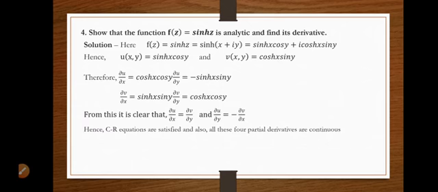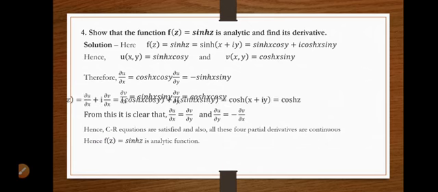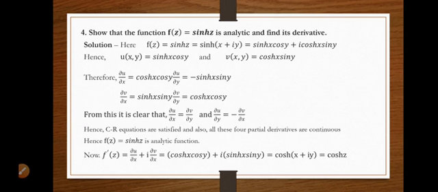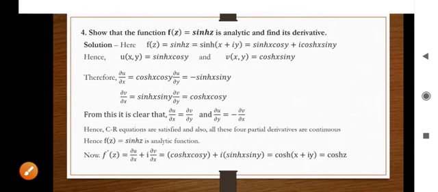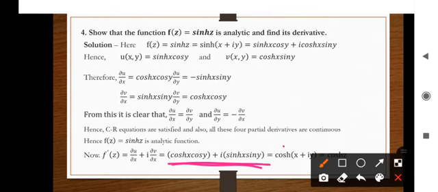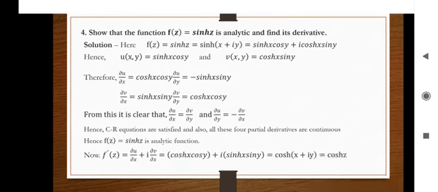So the formula to find the derivative is dou u by dou x plus i dou v by dou x. We already have these two results, so just use them here, and again applying the results from hyperbolic functions, you will get that the derivative of sine hyperbolic z is simply cos hyperbolic z. So in this way, along with proving the function to be analytic, you have to find its derivative.